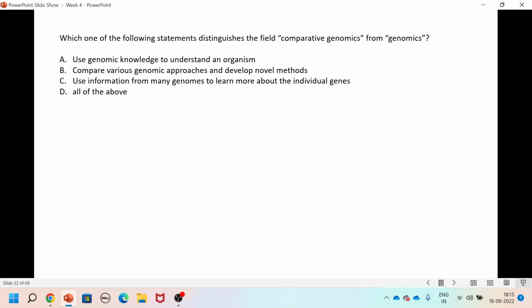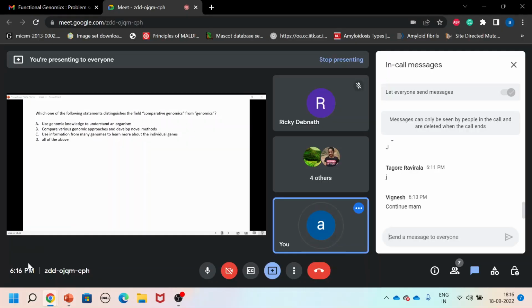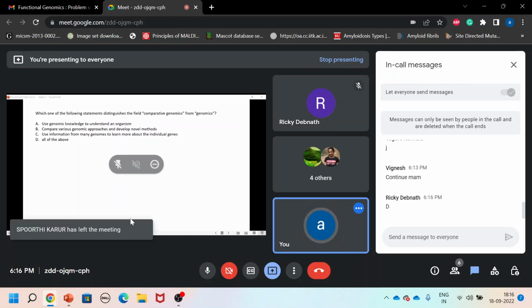So the next question is, which one of the following distinguishes the field of comparative genomics from genomics? Option A is use genomic knowledge to understand an organism. Option B is compare various genomic approaches and develop novel methods. Option C is use information from many genomes to learn more about the individual genes. And option D is all of these. Anyone who would like to answer? Okay, option D.